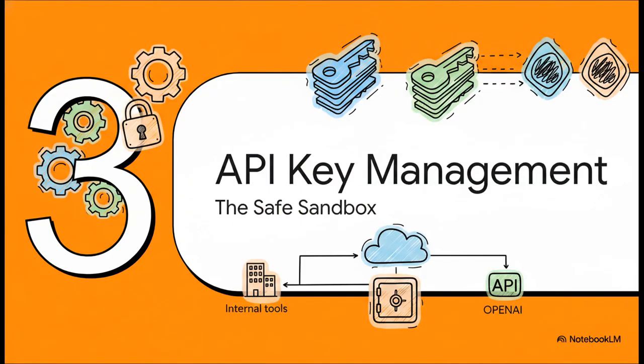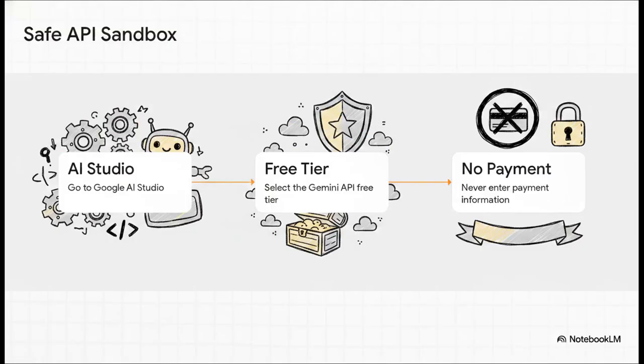All right, Section 3, managing API keys securely, the safe sandbox. If you're hooking your tools up to powerful external APIs, we absolutely have to talk about handling those keys. If you're building AI-enabled tools, creating your first API key is super easy through Google's AI Studio. It is the perfect sandbox.